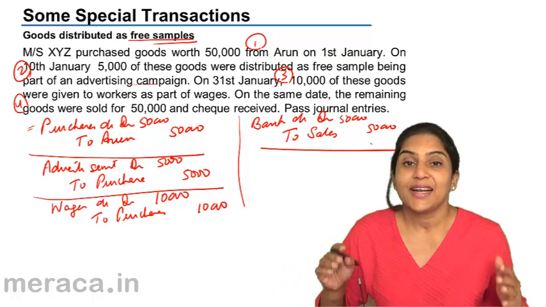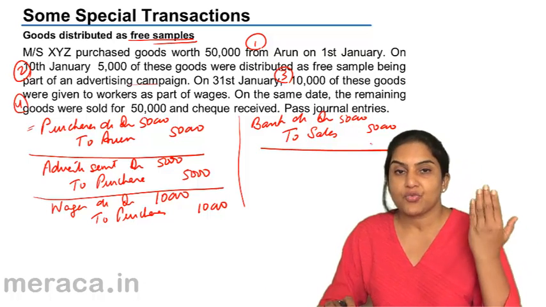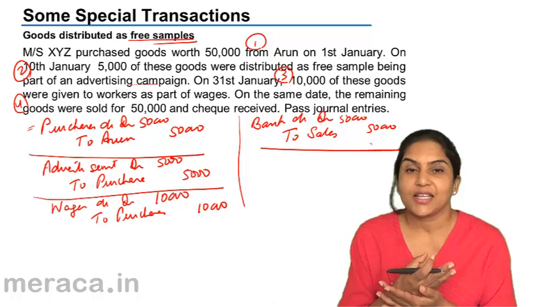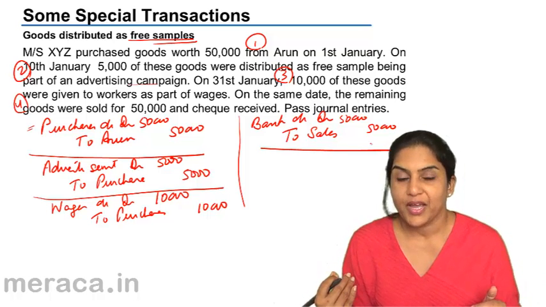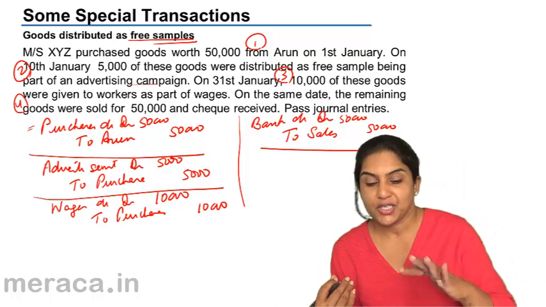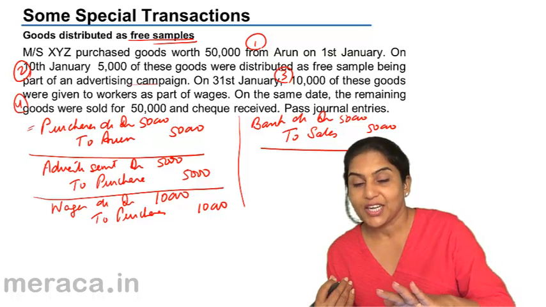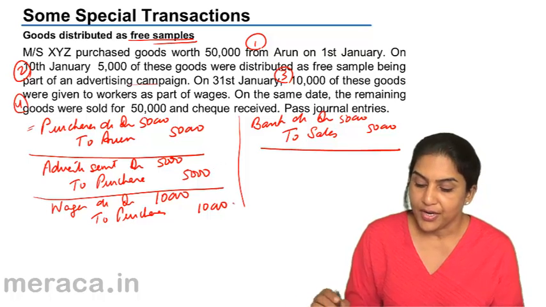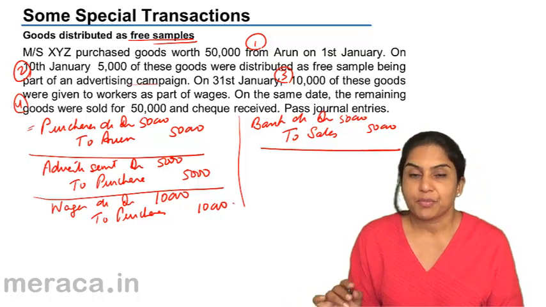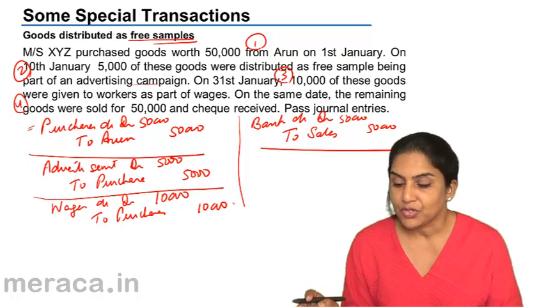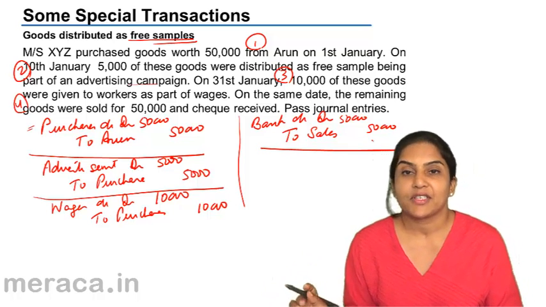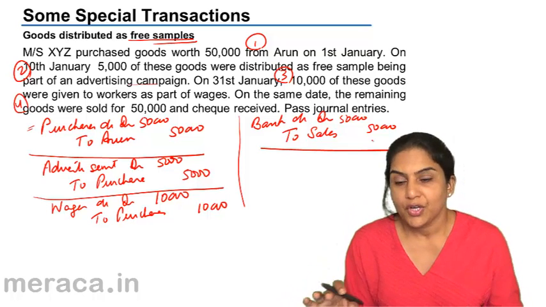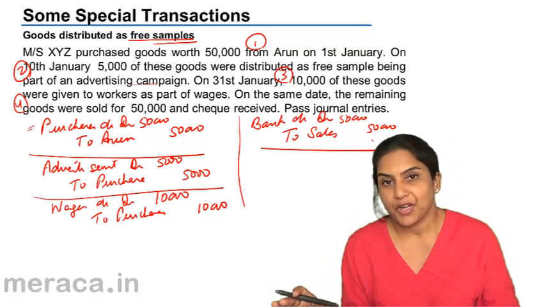We say sales. Later on, we will put purchase on one side. We'll put sales on the other side. Compare the two and say that we have a profit. Now we have a purchase, not of 50,000, but of 35,000. Because 50,000 was debited, 5,000 gone, 10,000 gone. We have purchases now of only 35,000. And against that, we have sales of 50,000. Automatically, in the books of account, we have a profit of 15,000.